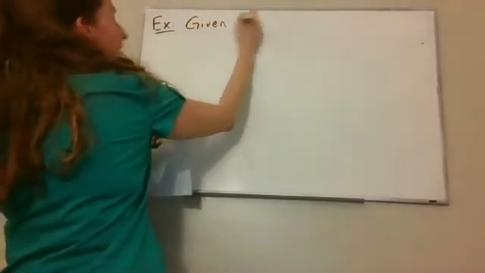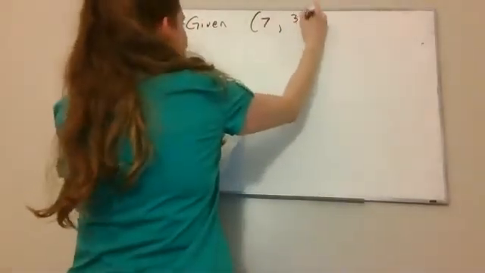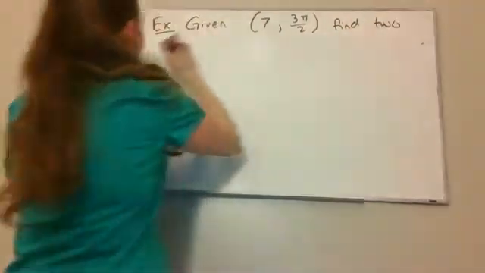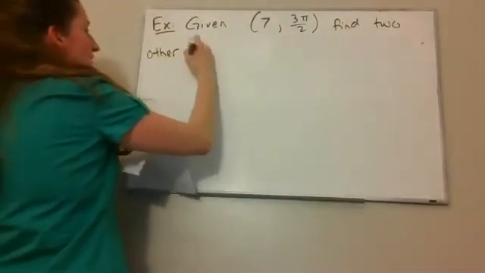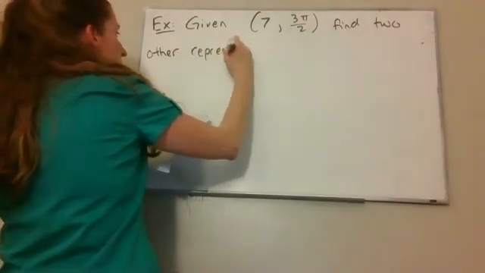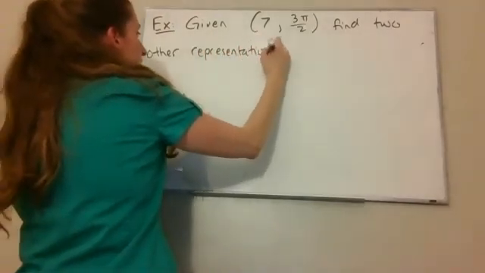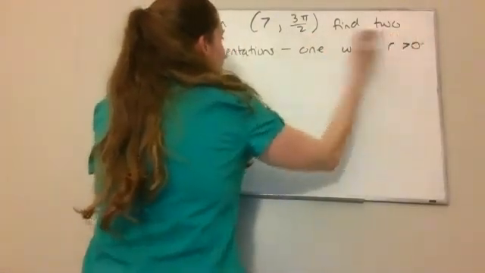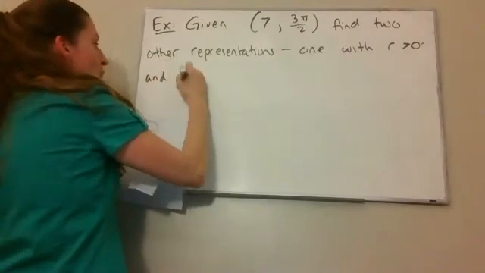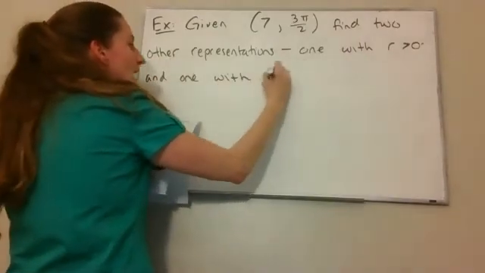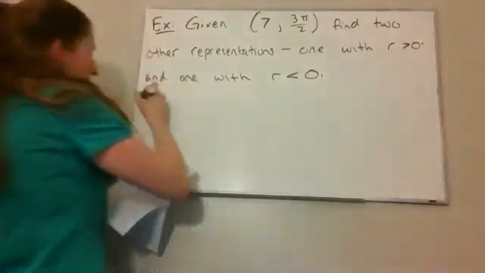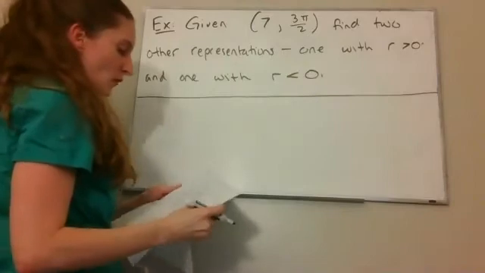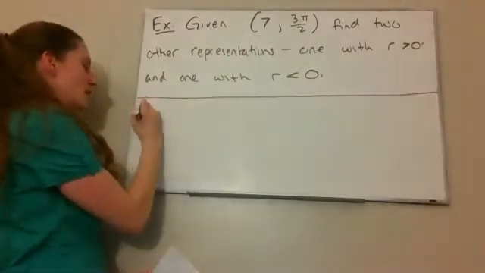Given (7, 3π/2), find 2 other representations of this point. We're going to say one with r being positive and one with r being negative. And there are infinitely many correct answers to this. I'm just going to go with what my first instinct is for all of them.